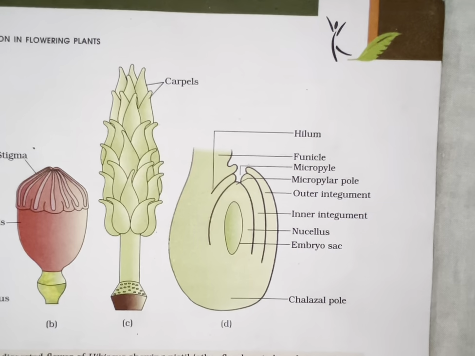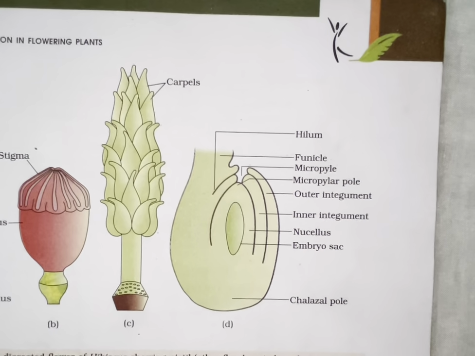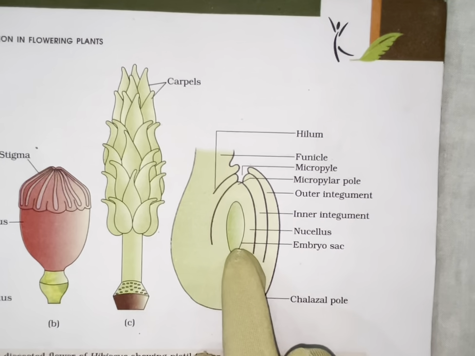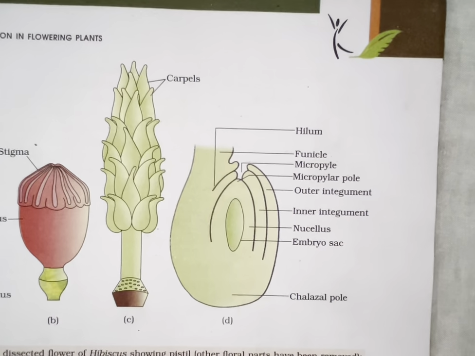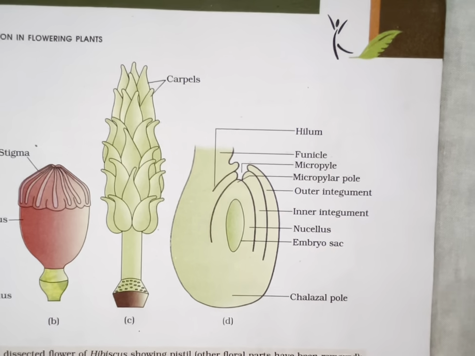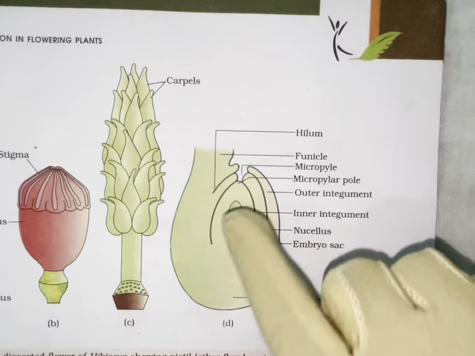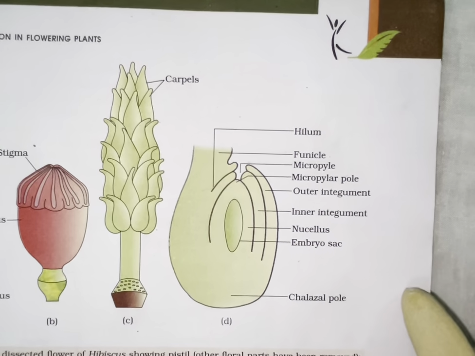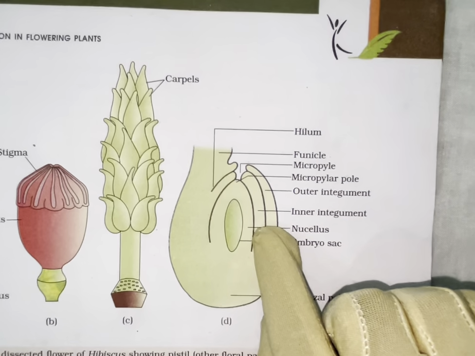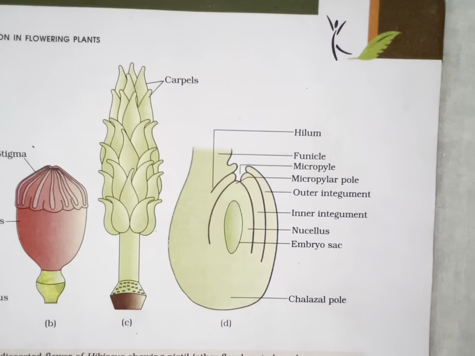Sometimes what happens, the pollen tube enters the ovule and reaches to the embryo sac through the chalazal end. This is known as chalazogamy. But usually we know that pollen tube enters through the micropyle, which is known as porogamy. But sometimes pollen tube enters through the integuments and that is known as mesogamy.